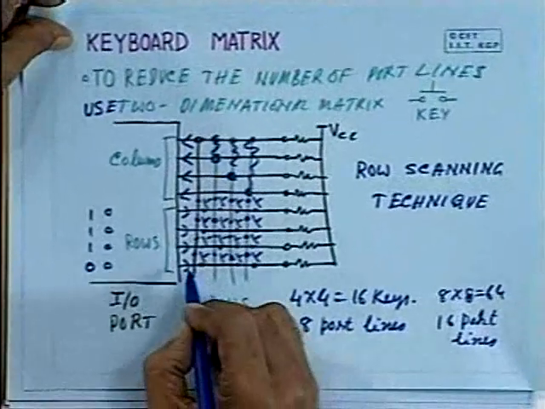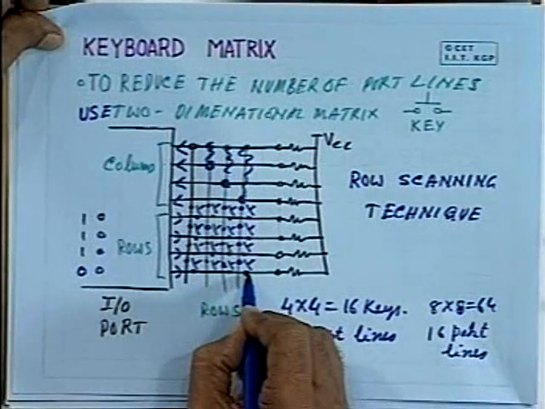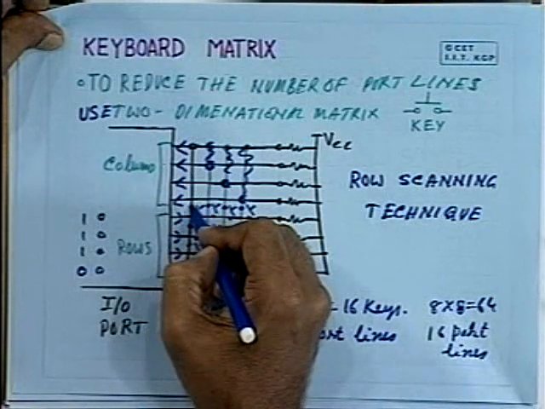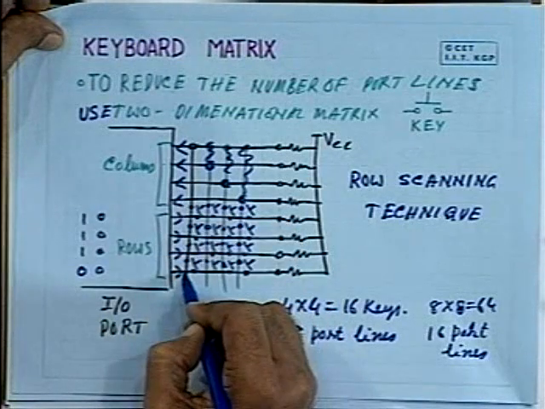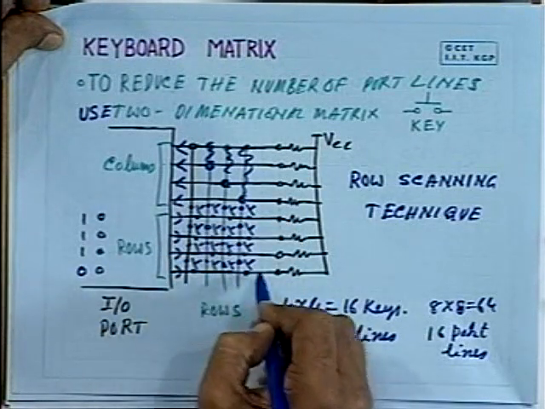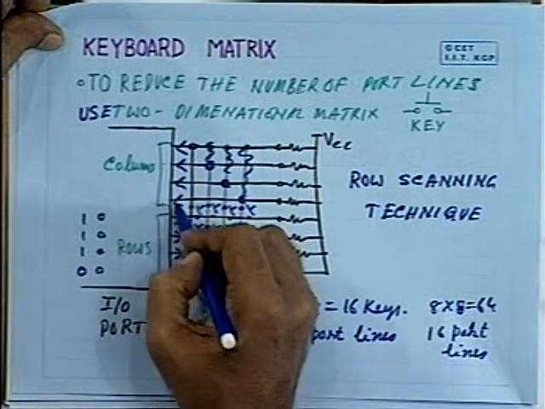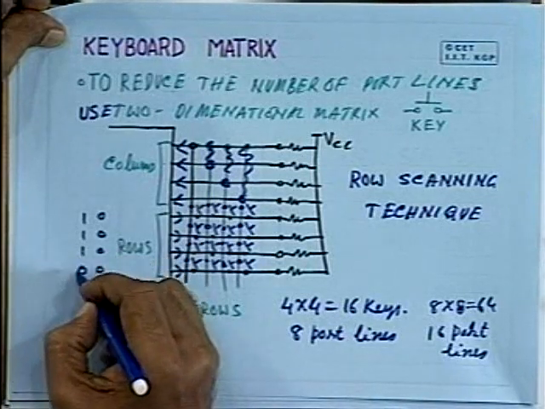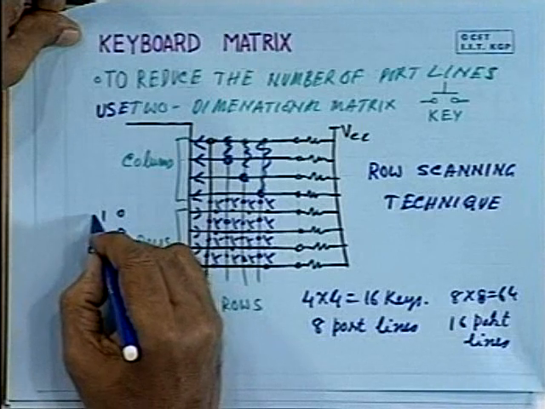What will happen? If there is any key closure on this row, then you will get the corresponding column line 0. But if none of the keys of this row is depressed, then you will not get 0 on these column lines, column bits. Then you change this value to, say, 1 0 1 1.